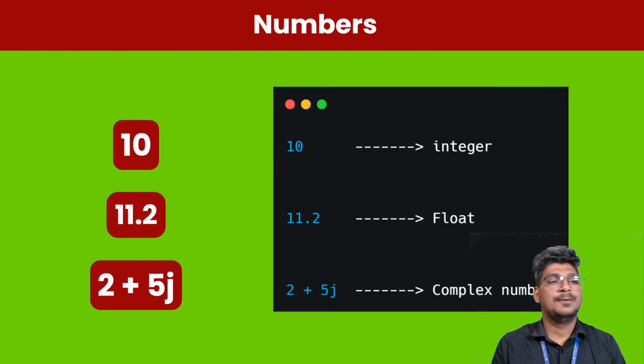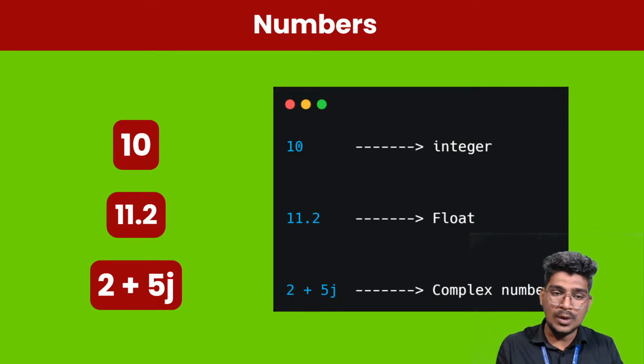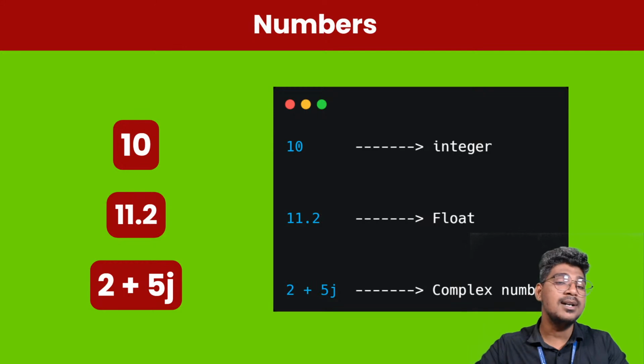Okay, so before explaining the variable, I will show the demo of the numbers. First of all, the numbers have three different types: integer, float, and complex. Integer is nothing but the whole number, float is nothing but the decimal number, and complex consists of two different parts, that is the real part and also the imaginary part.